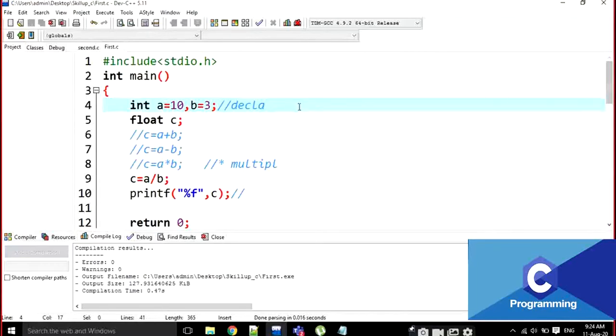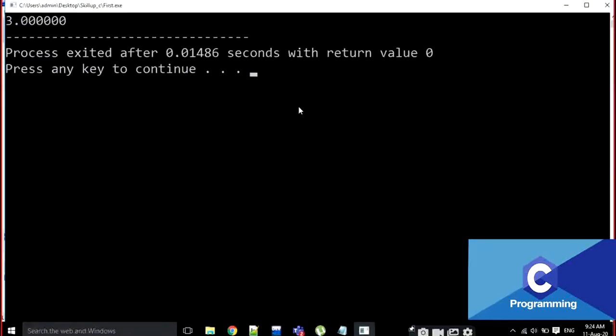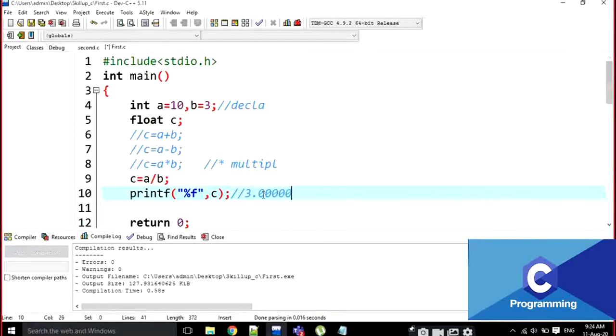3.33. I am going to execute it now. Look at the output, that is 3.000, not 3.333. Why? Because what is the result? A by B, integer by integer, always returns an integer only. That means it is going to return 3 only. Then the 3 is converted into a float like this.